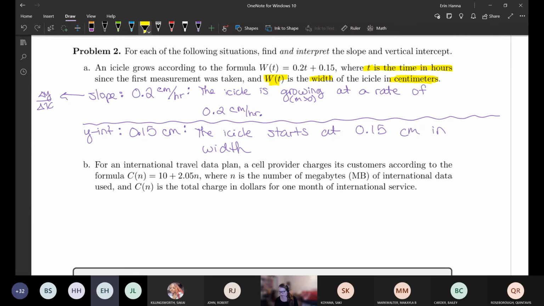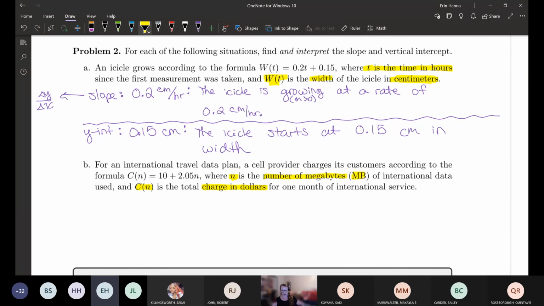For an international travel data plan, a cell provider charges its customers according to the formula C(n) = 10 + 2.05n, where n is the number of megabytes (MB) of international data used, and C(n) is the total charge in dollars for 1 month of international service.